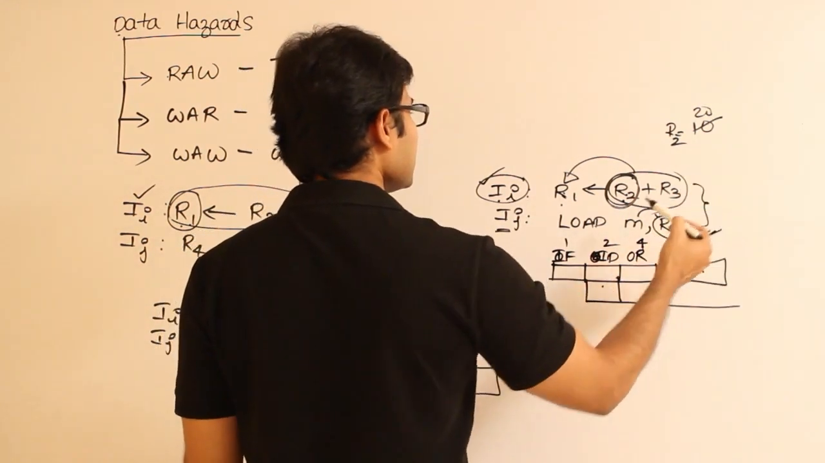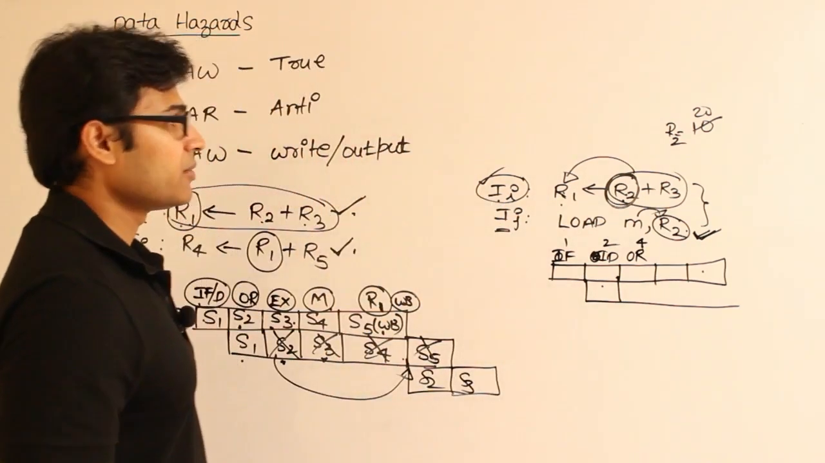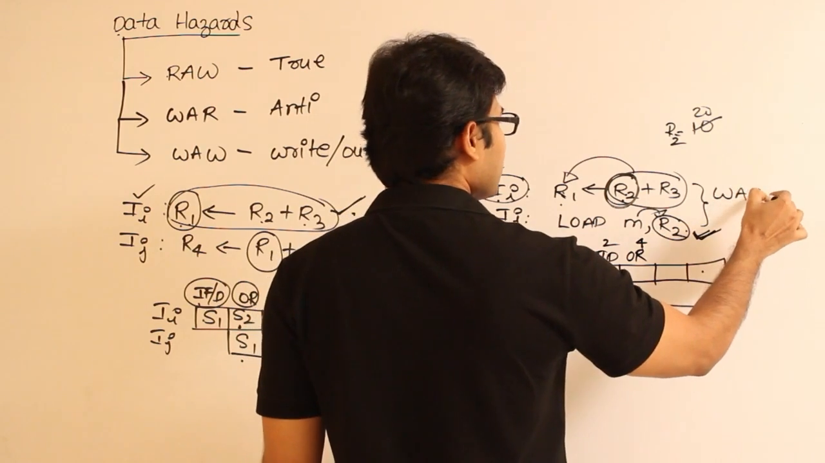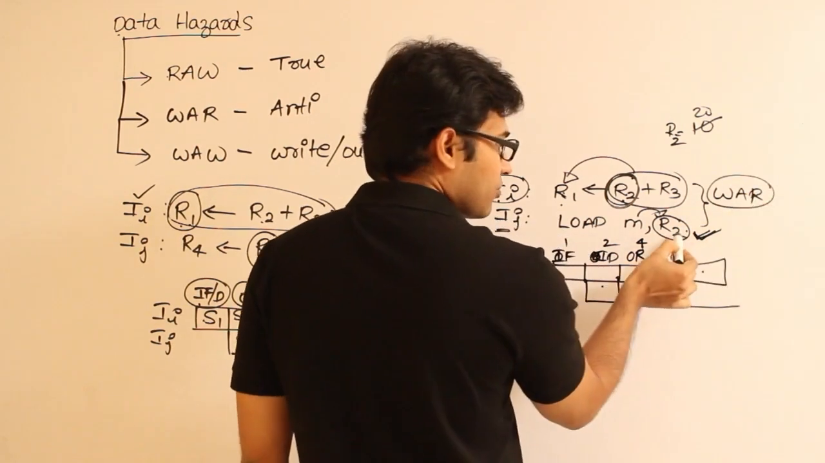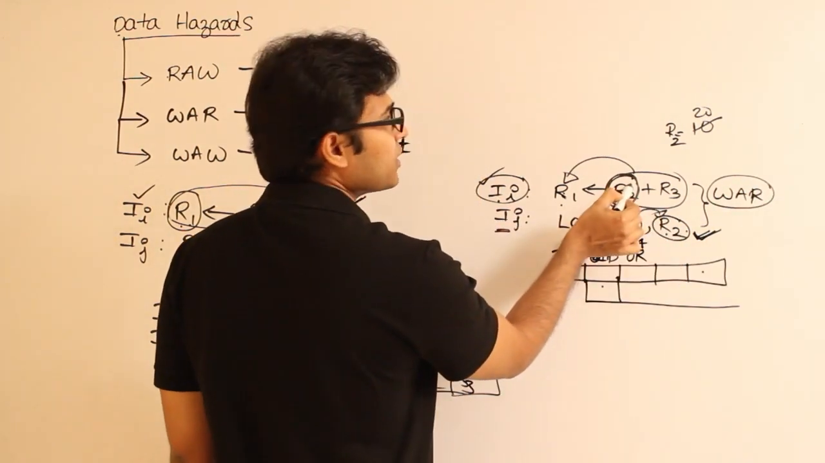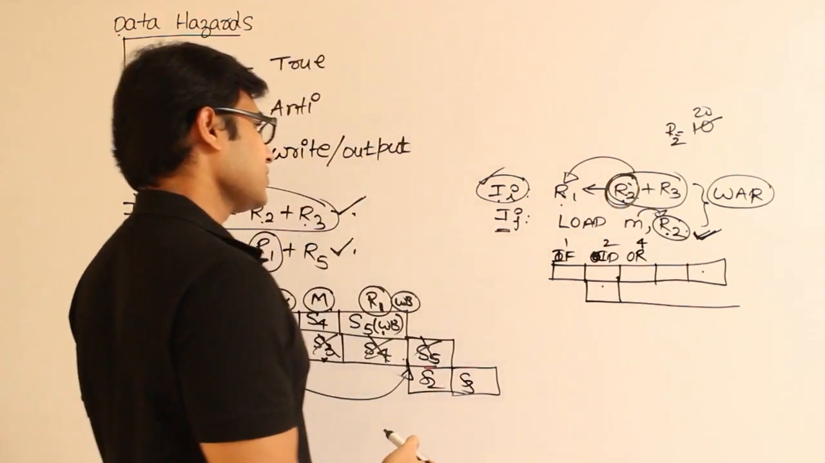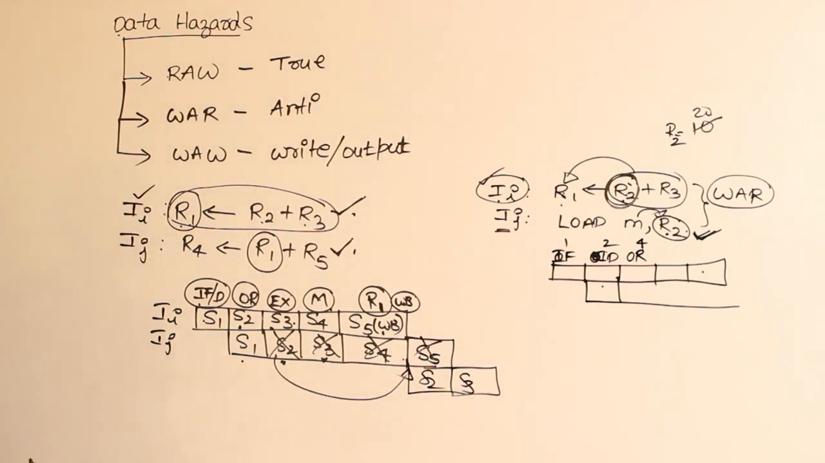So the value has to be updated later, but assume that it is updated earlier because of the pipeline execution, right? Then again because of this there will be a problem, right? Such a dependency is called write after read dependency. The reason is you are supposed to write after this read, but then you are writing first and then reading happens. That is why it is called write after read dependency.